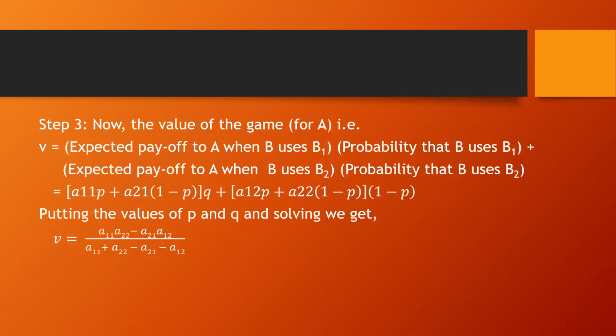The denominator can be considered as, let us say, D. Usually it is represented by D. You can find out this value and then use it to do the calculation for the values of P, Q and V. One more thing, please remember, this last statement is very important. The value of the game for B will be minus V. So whatever value we get for A, that is the value of V, the negative of the same value will be the value of the game for B. Any doubts till now?